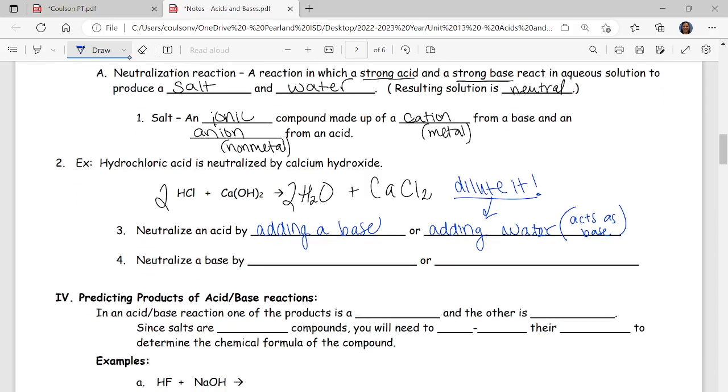And then you can neutralize a base by doing what? By adding an acid. Excellent. And by adding an acid, you can also do what, do you think, if you had to guess? Adding water. Add water, and how is water going to act in this case? As an acid. Good. So that would also dilute it. Same thing.